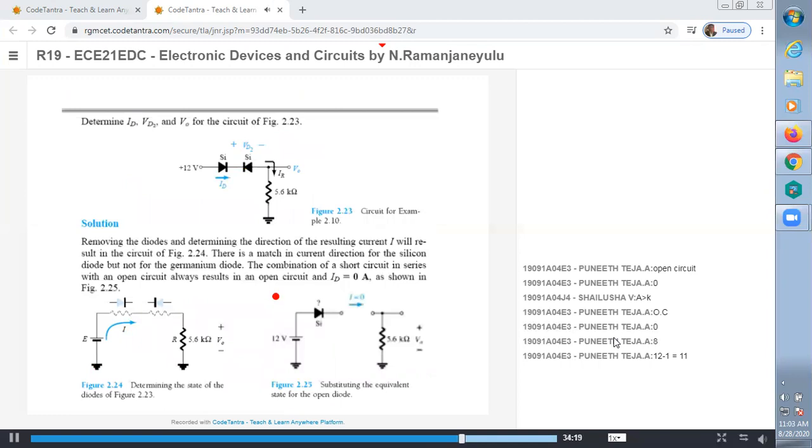Okay. Now consider another problem. The problem is the same, but only one thing differs: this diode is in reverse bias. The diode positions are opposite. Both diodes are not in the same fashion; they are in opposite directions. So this is anode, this is cathode. Now this is cathode and this is anode.